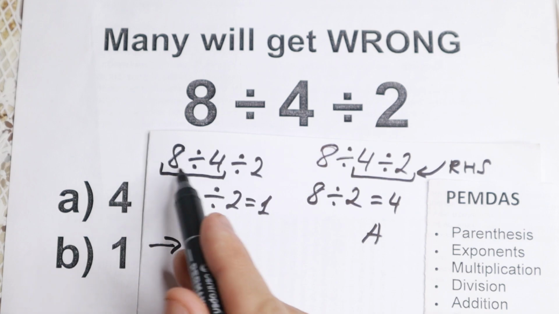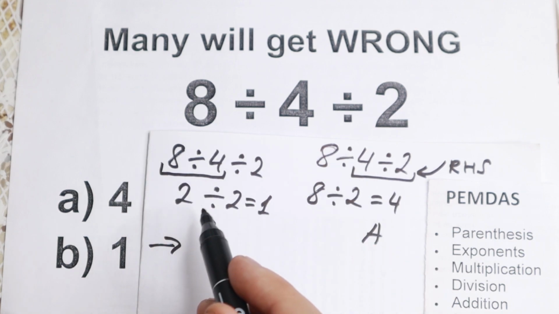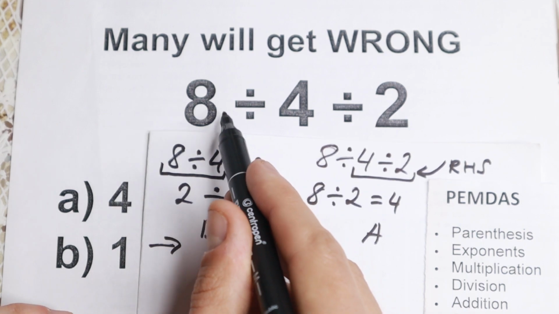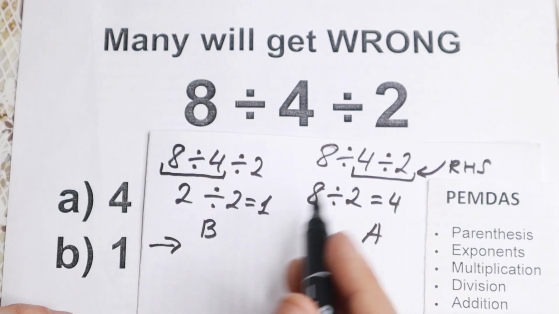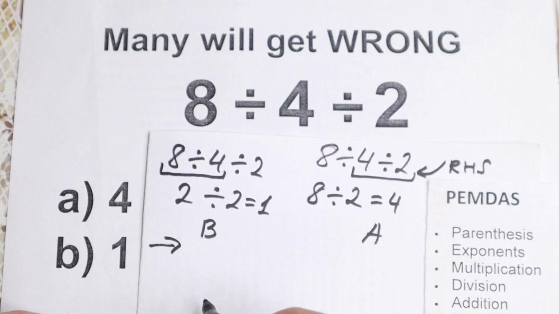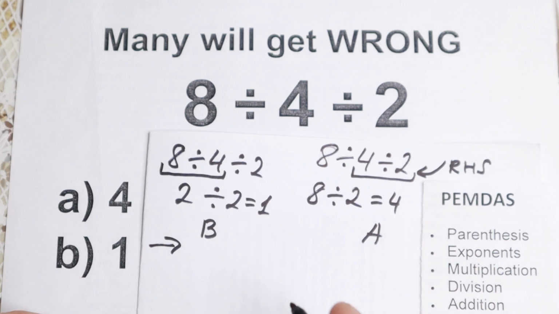In this case, we go from left to right. We scan for the first sign. Doesn't matter whether it's multiplication or division, we scan from left to right. The first sign is this division, so we need to divide it. And the correct answer is option B. I hope you understand this explanation. So we need to go from left to right.